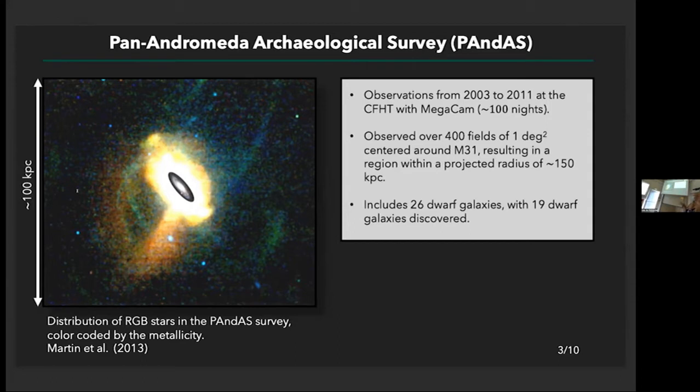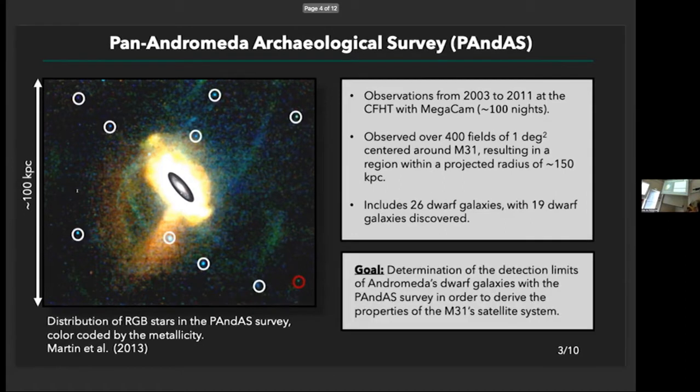That results in a projected radius of about 150 kiloparsecs. The survey includes 26 dwarf galaxies, and of those 26, 19 were discovered by PAndAS. A few of them are circled here, but not all dwarf galaxies are detected.